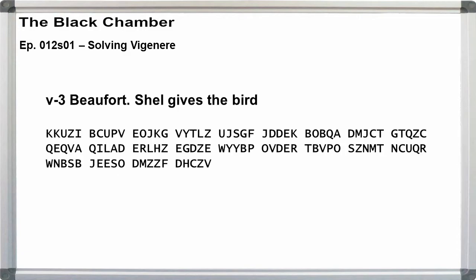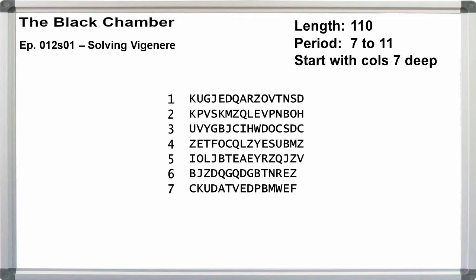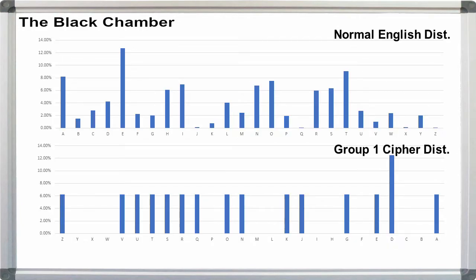Using practice cipher V3, Beaufort, shell gives the bird, our length is 110. Our period should be between 7 and 11. Write out the message in columns 7 lines deep. Picking one of the longer lines, we do a frequency count. Then we graph that and compare it to the normal English letter distribution.